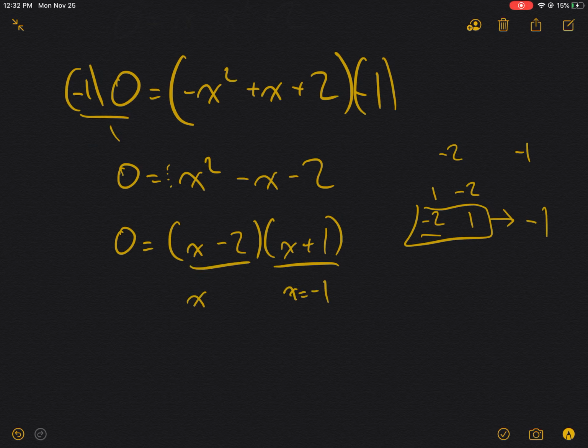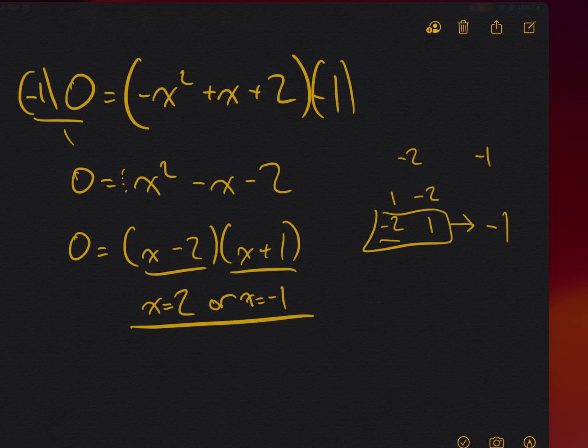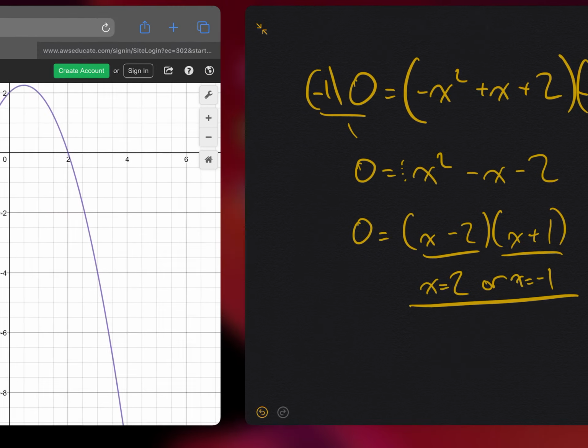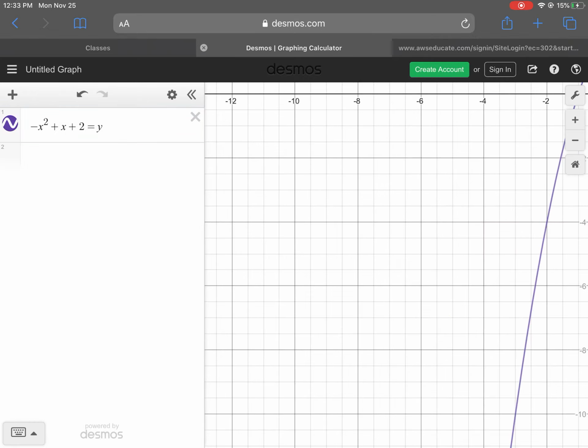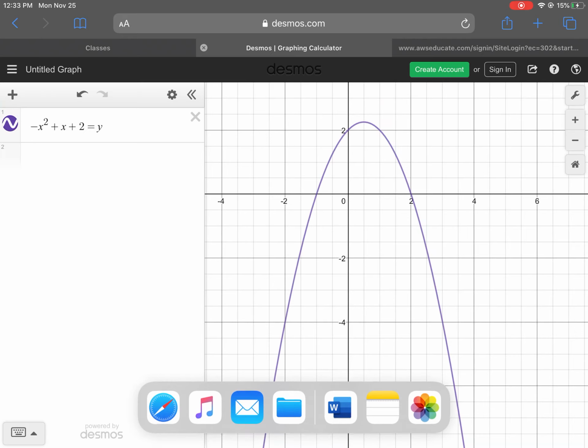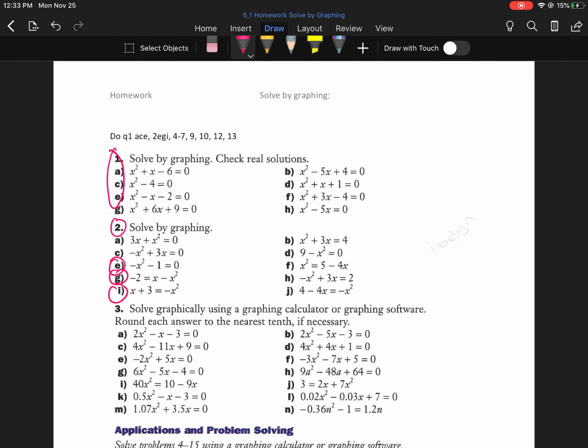So when is this 0? When x equals minus 1. When is this 0? When x equals 2. So that's how I solve it. Let's look at how that corresponds to our graph. Does x equal 2 and x equal minus 1? X equals minus 1, x equals 2. It all works out. Let's do one last question that I assigned you.